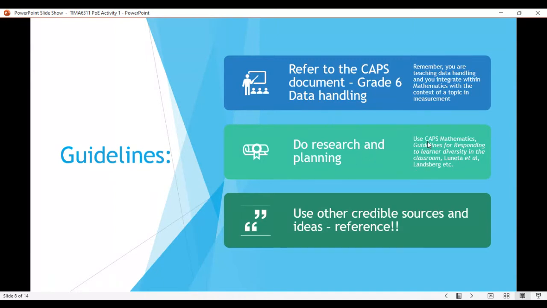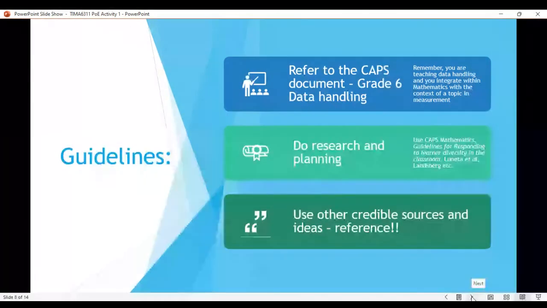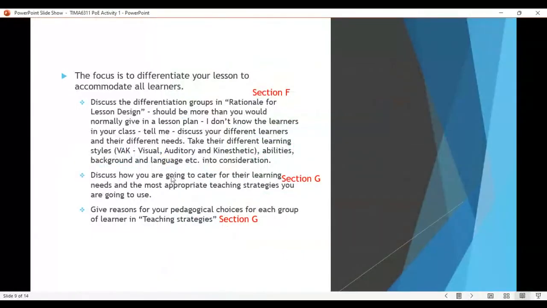Use your CAPS mathematics document, the document guidelines for responding to learner diversity in the classroom, which I have uploaded for you under module guide and PoE, your Lunetta et al. You can use Landsberg, etc. It's your choice. Do some research. Use credible sources and ideas, and do not forget, please, the proper referencing style.